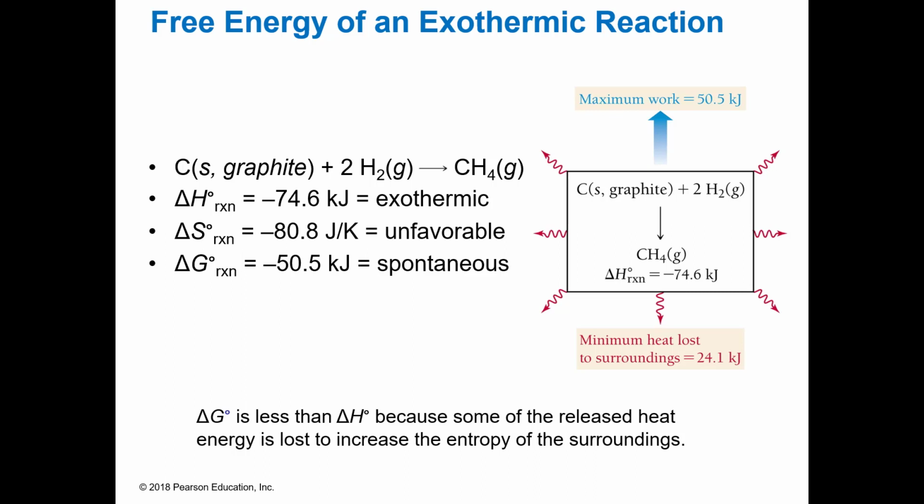But delta G is less than delta H because some of the heat released is lost to the entropy in the surroundings. So that's what they're showing here, the difference between negative 74.6 and negative 50.5. Some of the heat is lost to this unfavorable entropy change. So we don't get as much work as we would hope out of it.